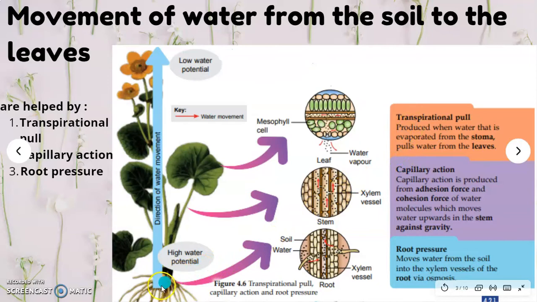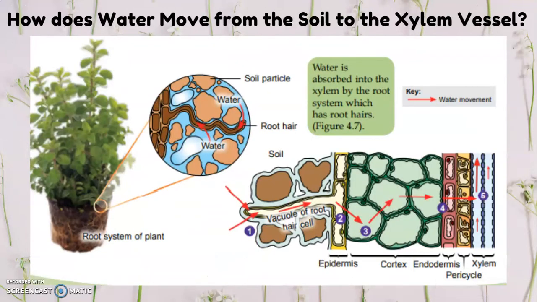So it will pull the water from the root into the stem and then to the leaf. Okay, so that is referred to the movement of water from the soil to the leaf. Now we are going to discuss how does water move from the soil to the xylem vessels. How does water move from the soil to the xylem vessel of the root? Okay, so now we are discussing that.